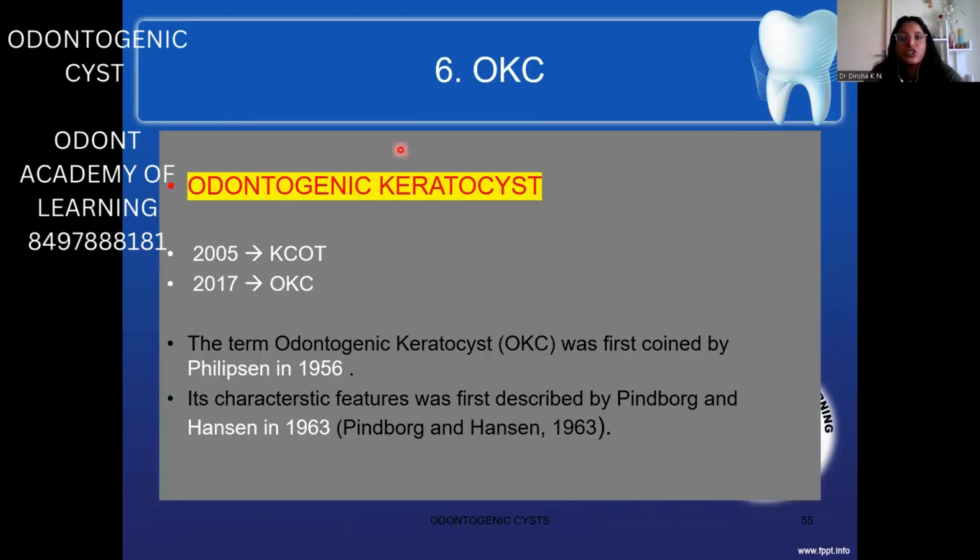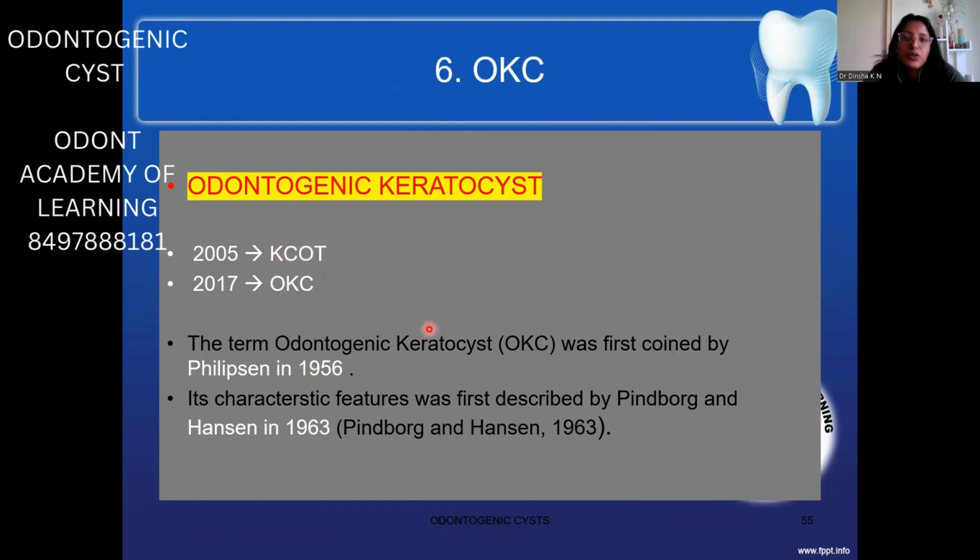Next, we have the odontogenic keratocyst, or OKC. In the 2005 classification, OKC was not actually under the cysts. It was under the odontogenic tumors classification, and it was named keratocystic odontogenic tumor, considering a few features, its aggressive nature, and a few molecular or genetic mutations which favored a tumor. Whereas in 2017, it has again come back to the cyst classification and is now called OKC.